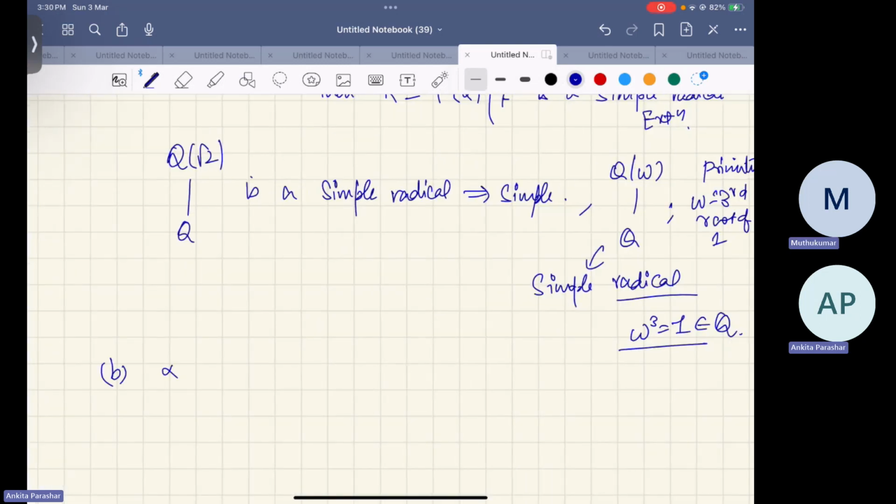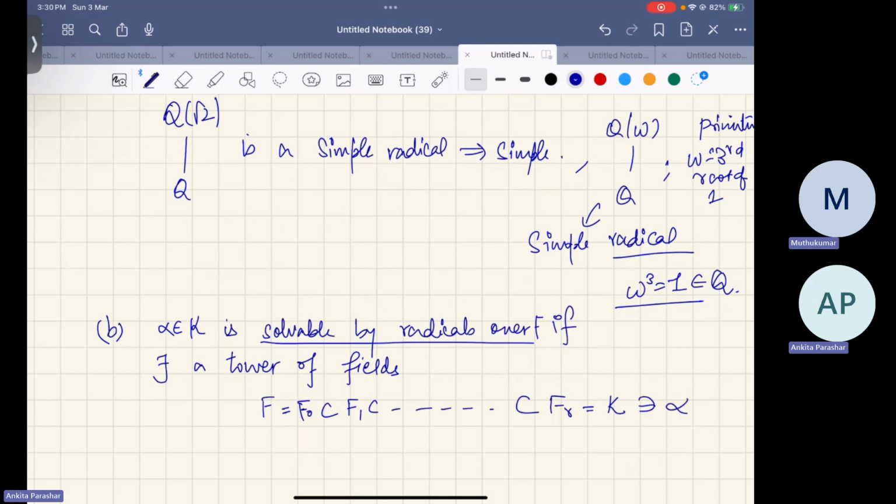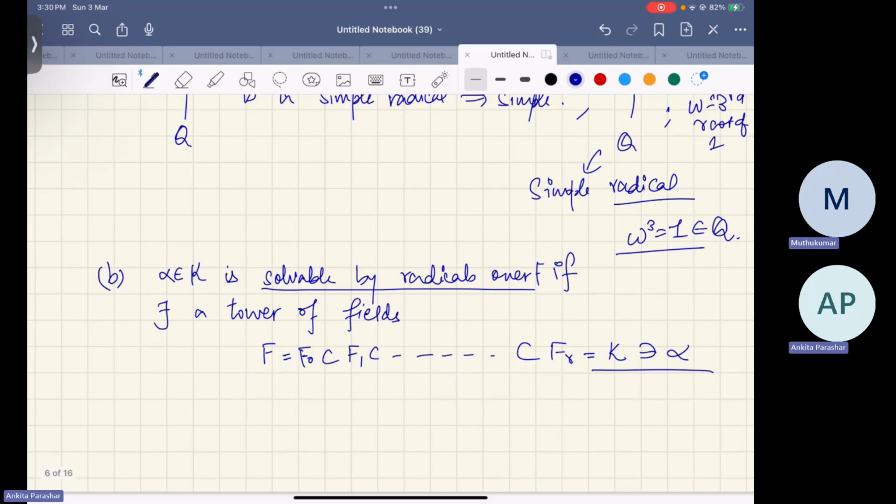So there exists a tower of fields, F naught equal to F, F naught contained in F1, and so on, and alpha belongs to K. All these extensions are simple extensions: F1 is a simple extension of F naught. In addition to that, some alpha to the power n1 belongs to F naught.